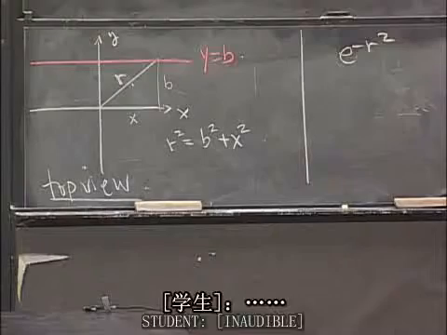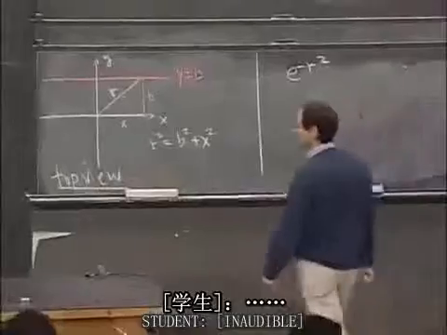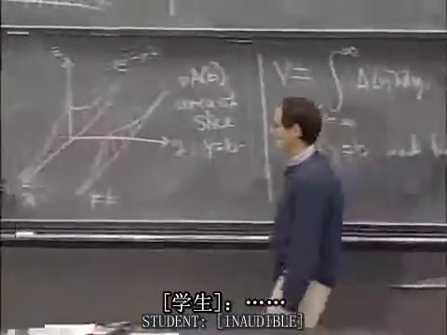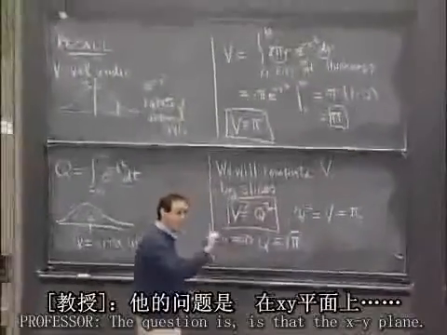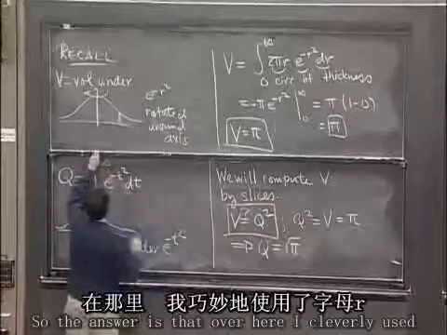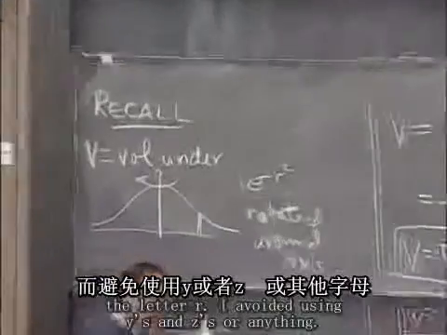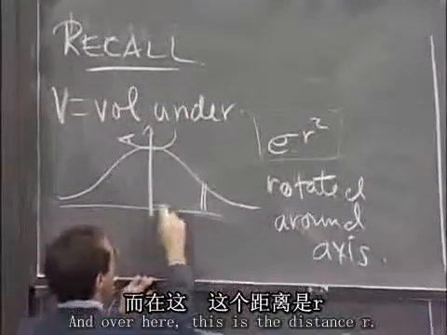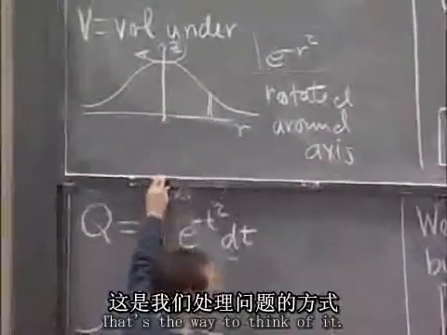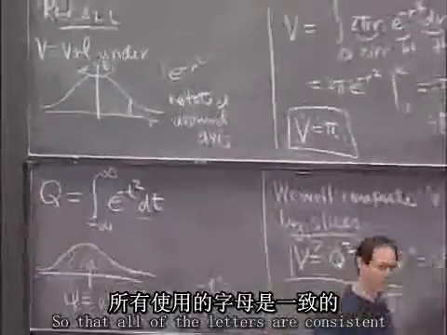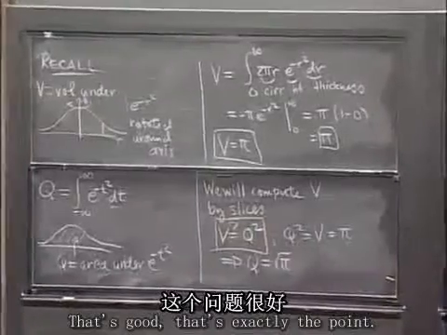Question? The graph of e to the negative r squared, is that in the xy plane? Because I'm confused, it was xy, and I don't see how you put that in that plane right there, how you make that shape. Okay. The question is whether that is the xy plane. So the answer is that over here, I cleverly used the letter r. I avoided using y's and z's or anything. And over here, this is the distance r, and if you like, this is z going up. That's the way to think of it, so that all the letters are consistent. But I just avoided giving it a name. That's good. That's exactly the point.